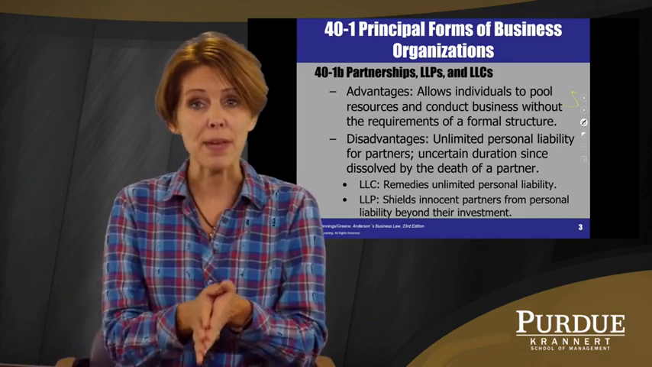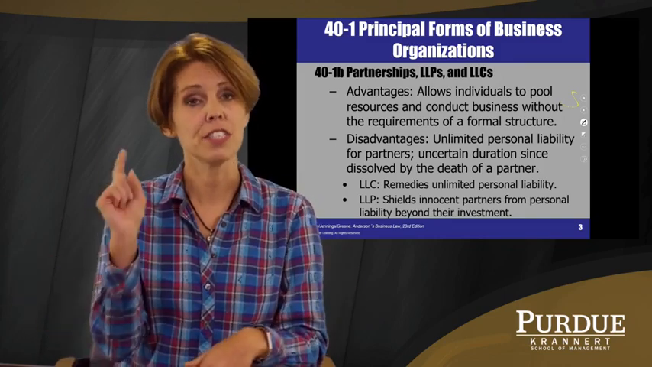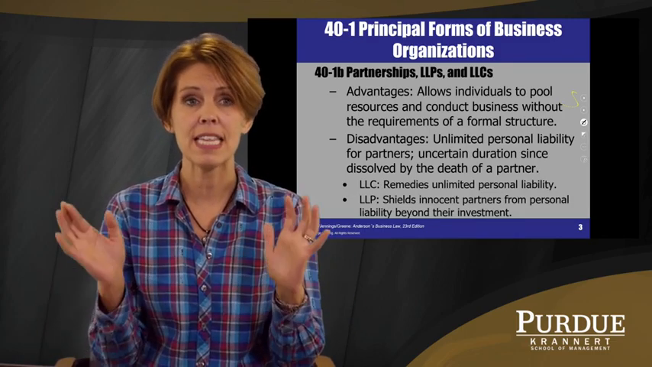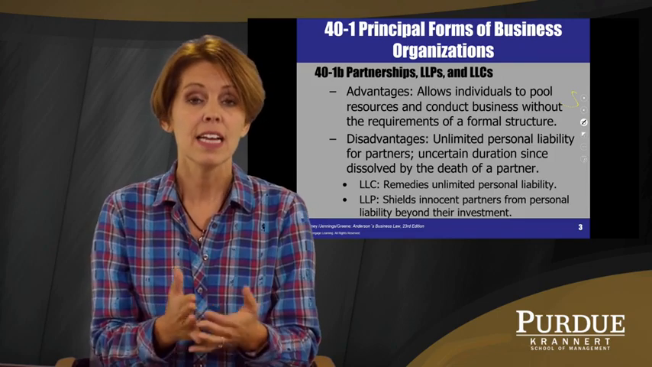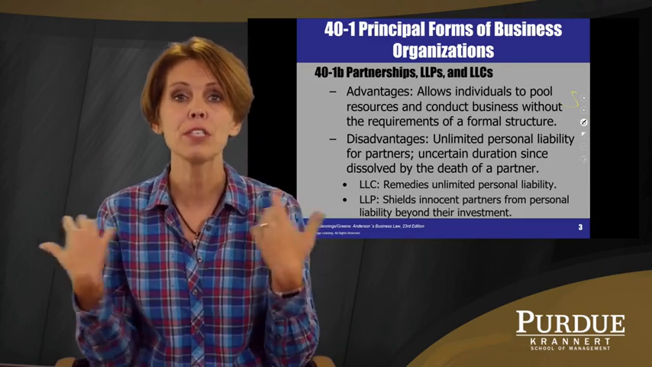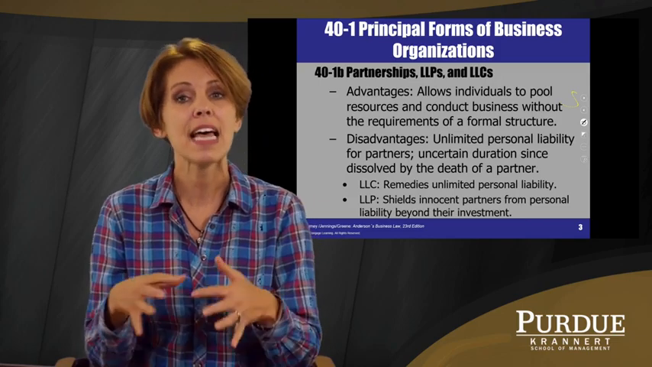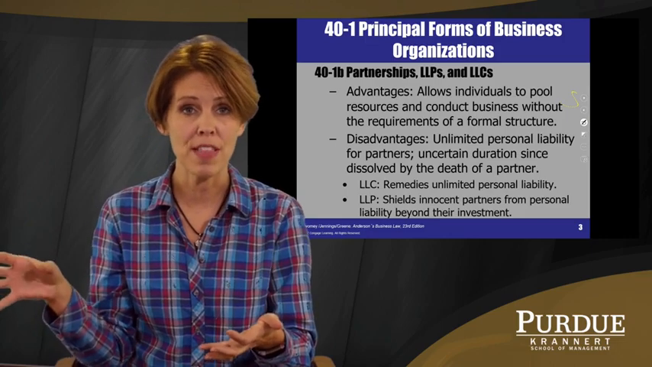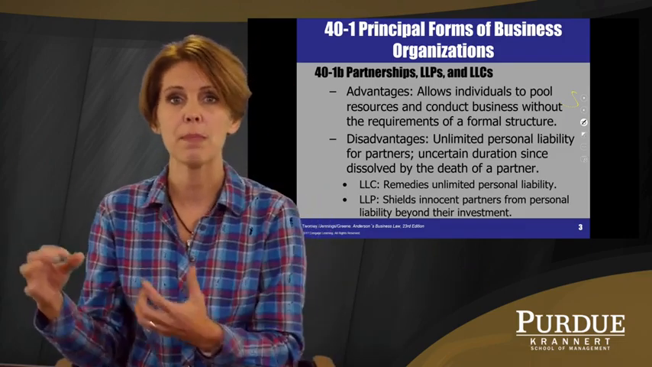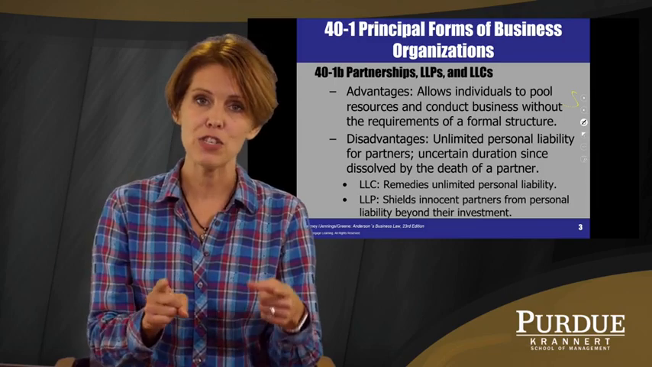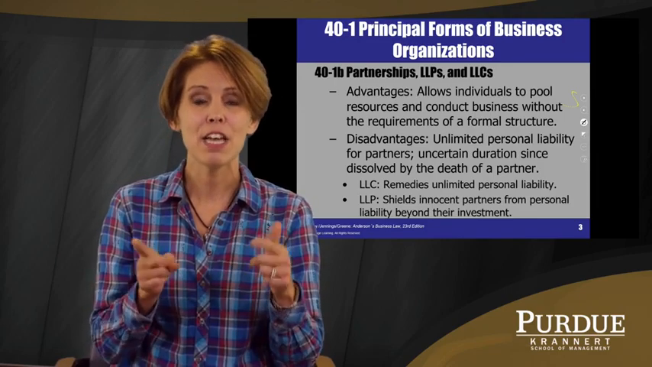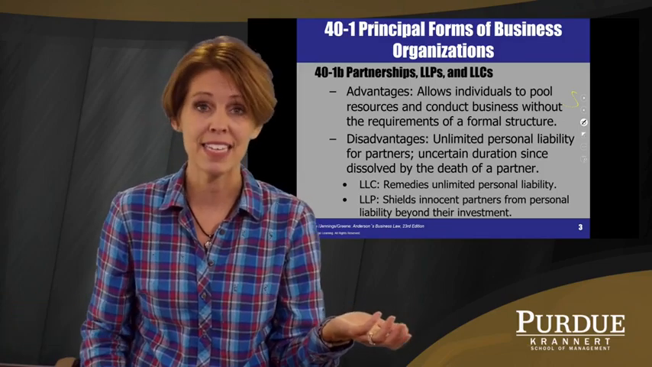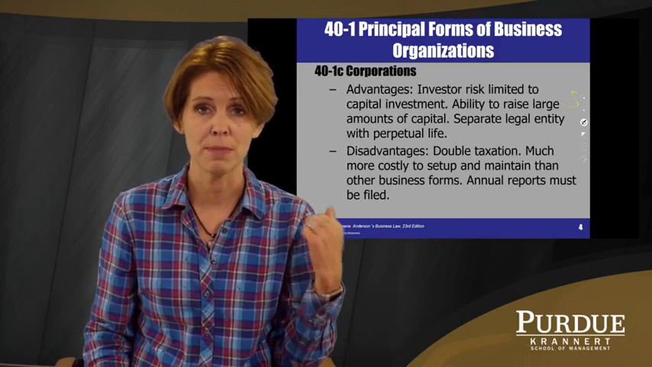Now, an LLP, innocent partners are shielded. You still have to have one general partner, but the innocent partners who weren't involved in the bad acts are protected. And so they can lose their investment, but their personal assets aren't going to be at risk. The LLC takes care of that unlimited personal liability. It acts like a corporation in that respect, but the taxes are still treated as pass-through. So the disadvantage to an LLC is the self-employment tax for the managing member. And there's no way around it. I haven't found one yet, and that's after talking to a lot of CPAs.